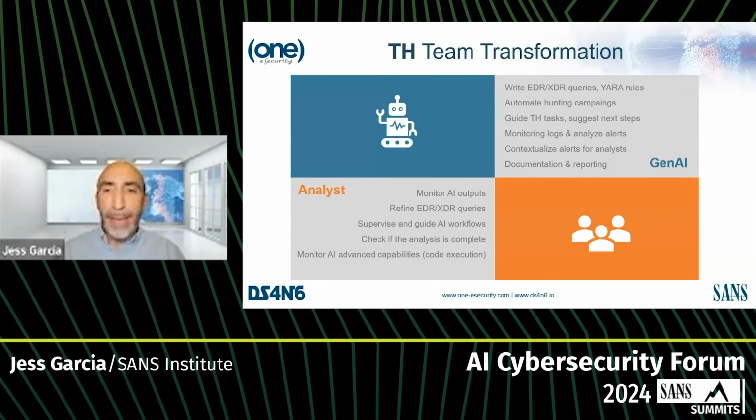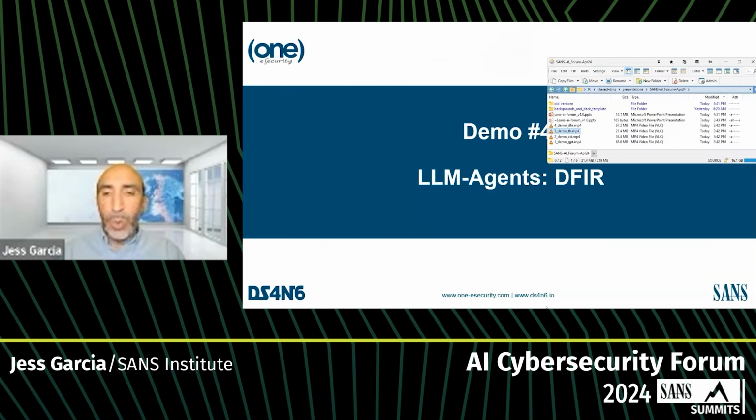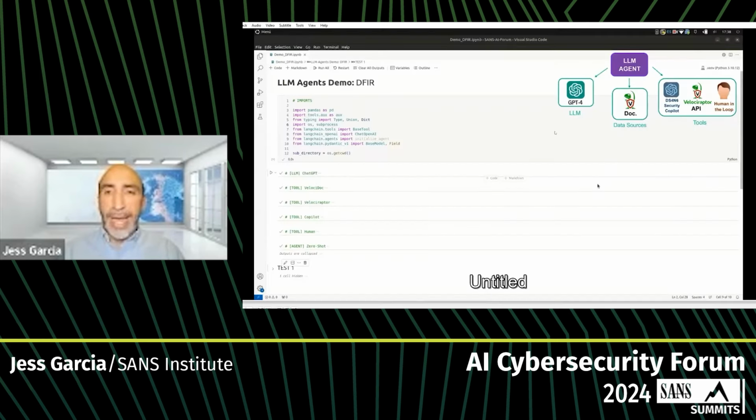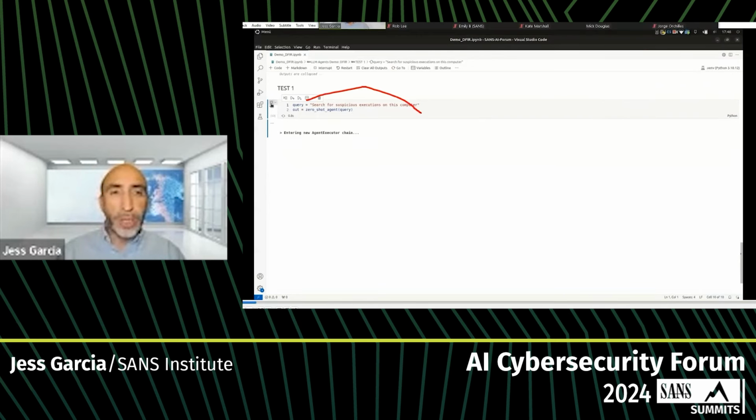Let's go to the last step of the road, which could be: okay, I have found something interesting, and I'm going to have the AI actually process those artifacts. As you can see here, in this case I'm going to be using the LLM, the Velociraptor documentation, the API, and there is an interesting addition, which is a human in the loop. So here is: search for suspicious executions on this computer. Fantastic, so let's go for it.